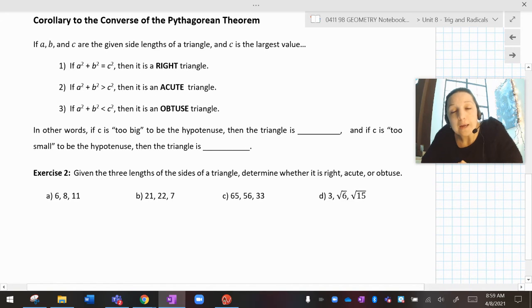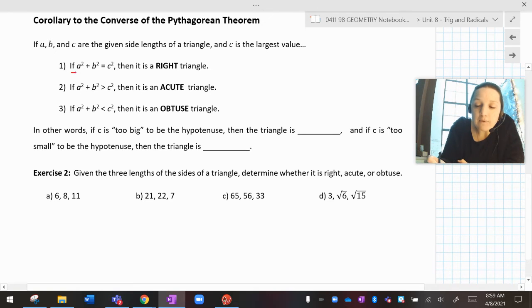Now, what can I do with that? If a squared plus b squared works, then it's a right triangle. What if it doesn't work? If a squared plus b squared is bigger than c squared, then it's acute. If a squared plus b squared is less than c squared, then it's obtuse.